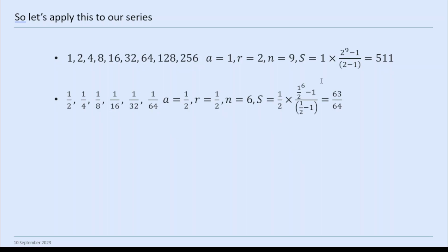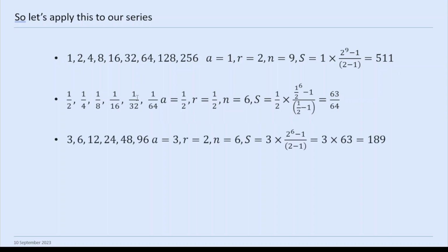Next one, a half, a quarter, an eighth, a 16th. So A is a half, R is a half, N equals 6. So the sum equals a half times a half to the power 6 minus 1 over a half minus 1, which is minus a half. This cancels here with a half, and we get 1 minus a half to the 6. A half to the 6 is 1 over 64, so it comes out as 63 over 64, which is a plausible sum for that stuff on the left.